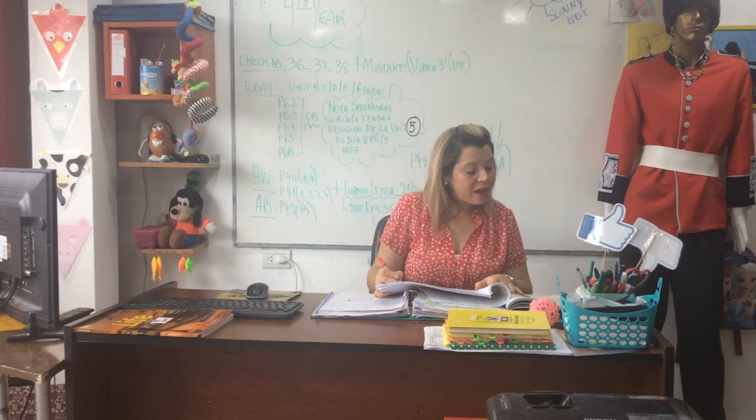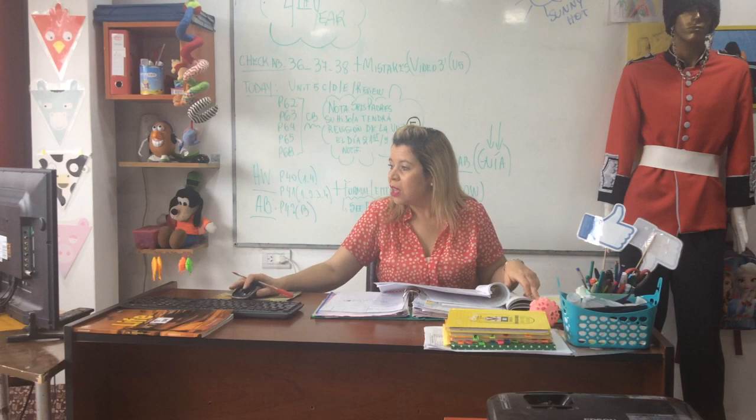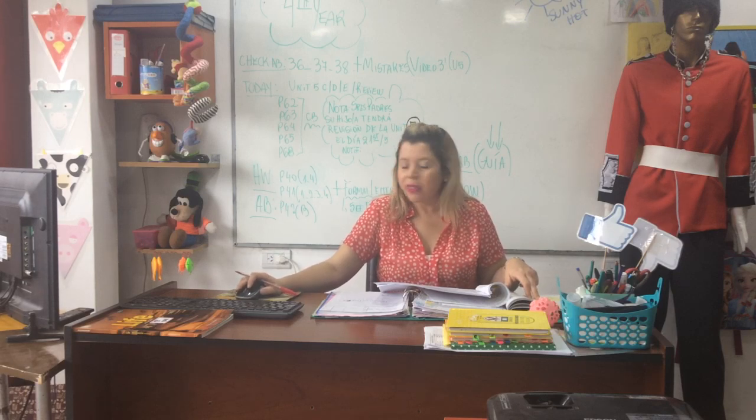Let's go to exercise 5. You are going to look at the expressions for describing dishes. Listen to the conversation again. How are the dishes in the photo described? Okay? Let's go. There we are.